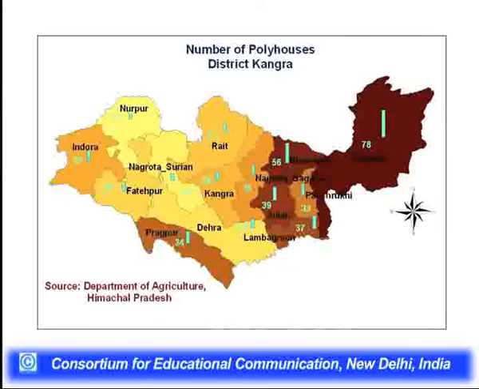Polyhouses are coming up. You can see the number of polyhouses in different districts, more towards the northern and eastern side, and less in the western side.